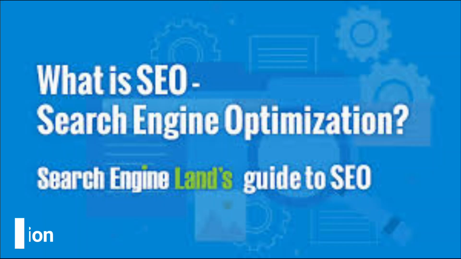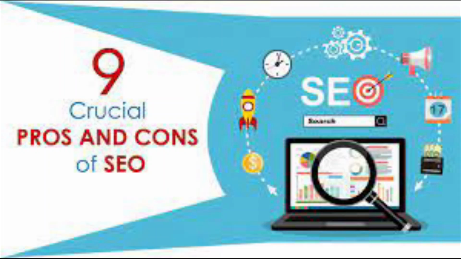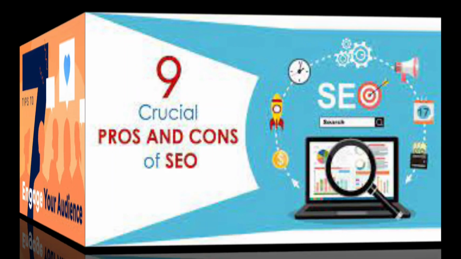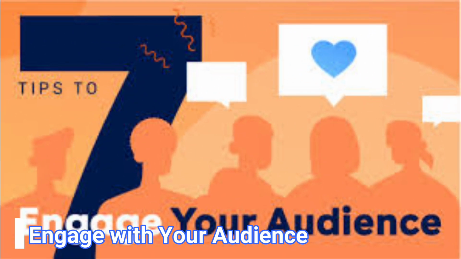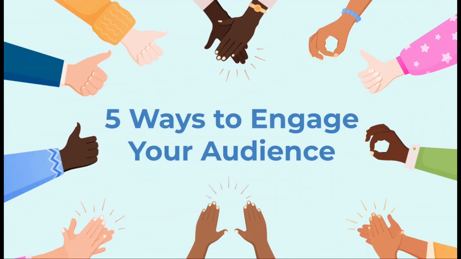3. SEO optimization. Use keywords strategically in your titles, descriptions, and tags to improve your search rankings. Tools like TubeBuddy and vidIQ can help you optimize your videos for SEO. 4. Engage with your audience. Respond to comments, ask for feedback, and create a sense of community. Engaging with your audience builds loyalty and encourages viewers to return.